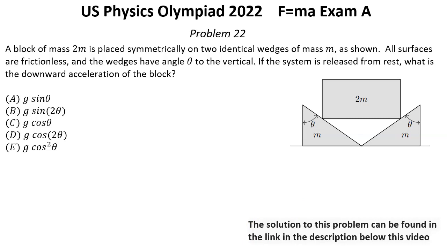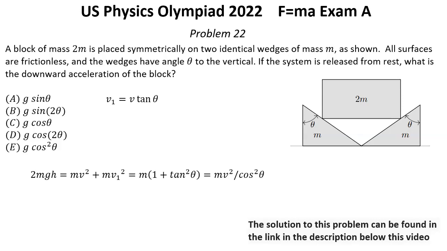Using trigonometry, we can find that the horizontal speed of blocks m and m is v1 equal to v multiplied by tangent theta. So from energy conservation we can write that 2mgh equals mv squared plus mv1 squared. Using this relation, we get this expression. So v squared equals 2gh cosine squared theta.